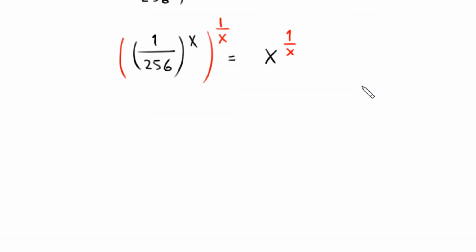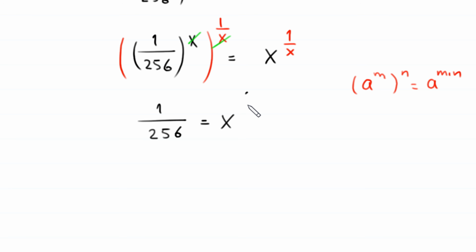By using this property of exponents, a to the power m whole to the power n is equal to a to the power m times n, we multiply this power x by this 1 over x, so this x will be cancelled out with this x, and at left hand side we are left with 1 over 256 is equal to x to the power 1 over x. Now this 1 over 256 can be written as 1 over 4 to the power 4 is equal to x to the power 1 over x.